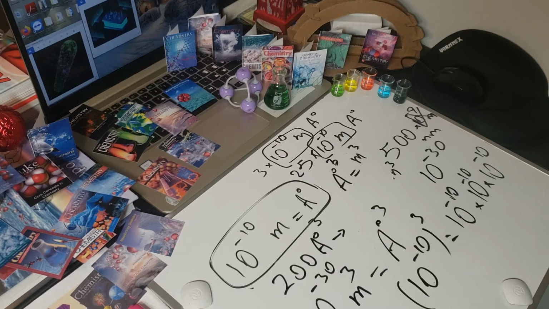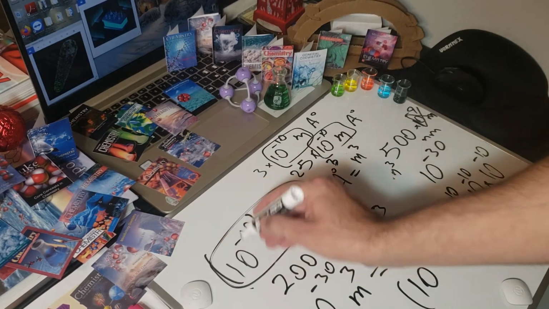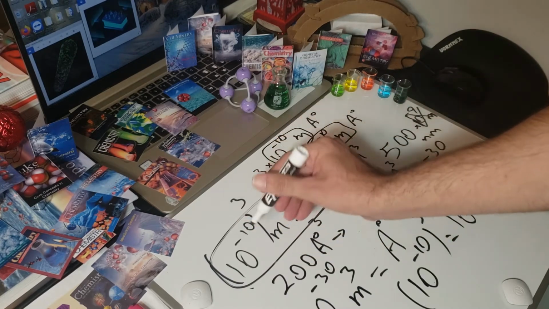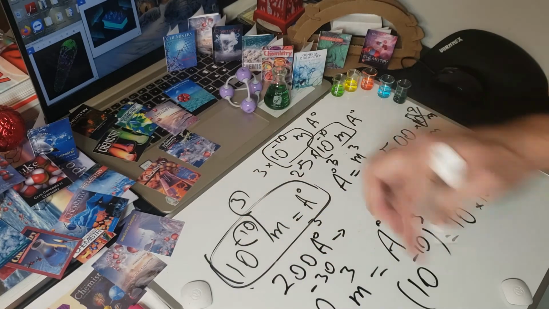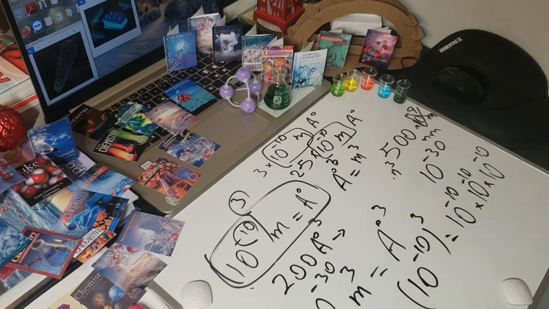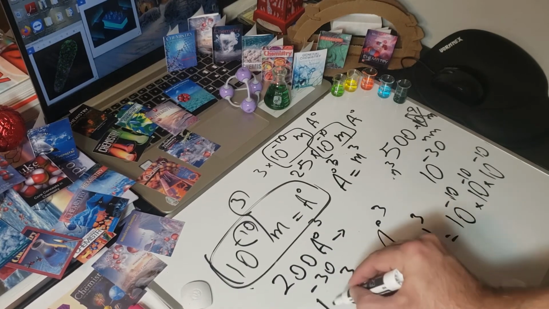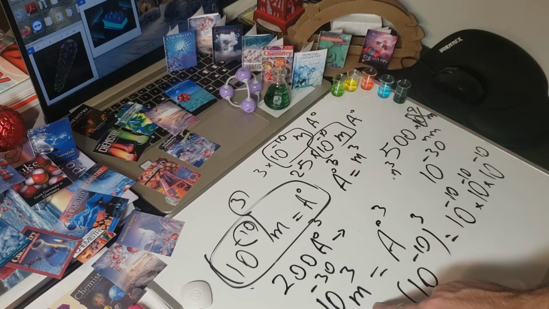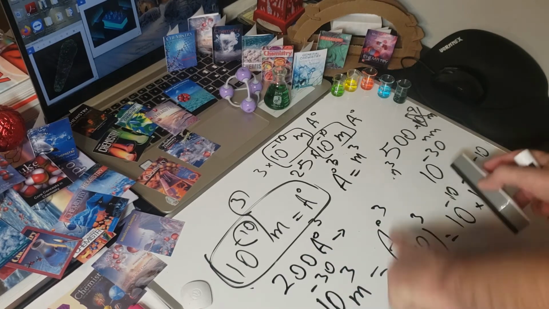How else do I know that? If you have something to the power of something, to the power of something else, those two powers are multiplied by one another. So minus 10 times 3 would be minus 30. That's the quick way of doing this. So 10 to the minus 30 cubic meters is 1 cubic angstrom.